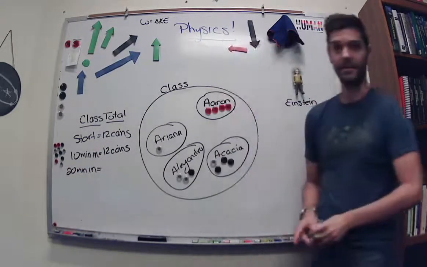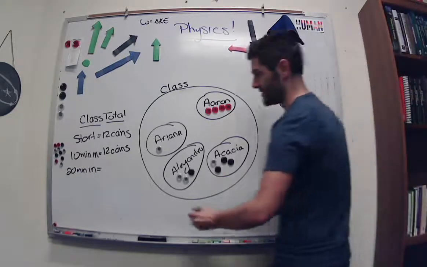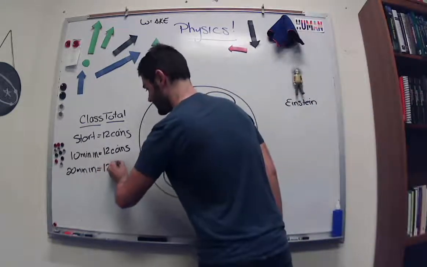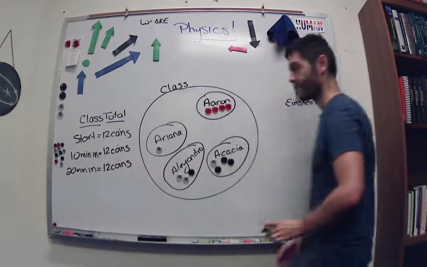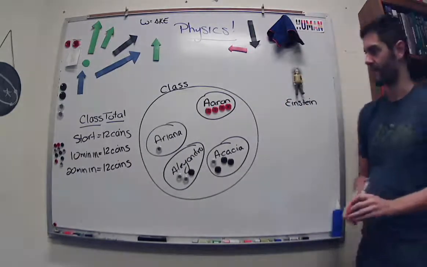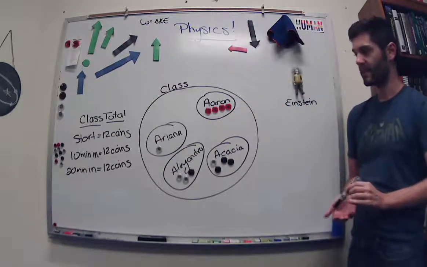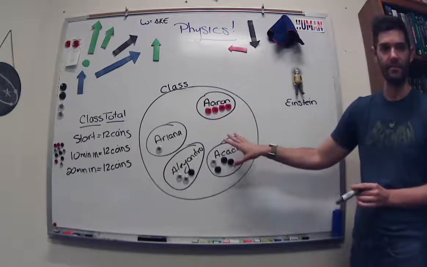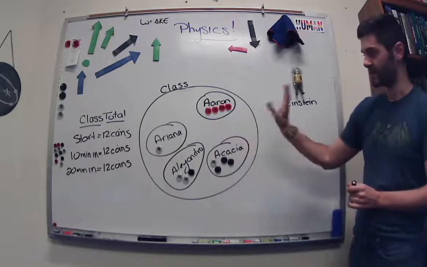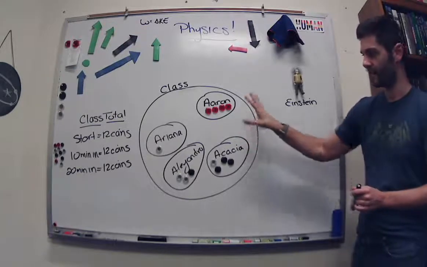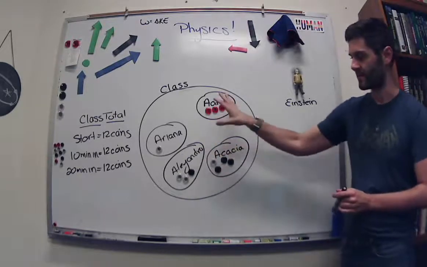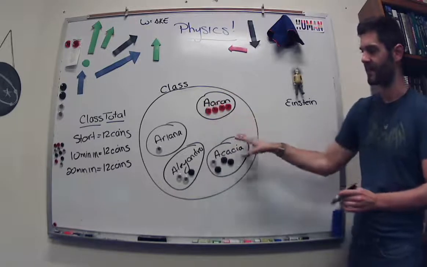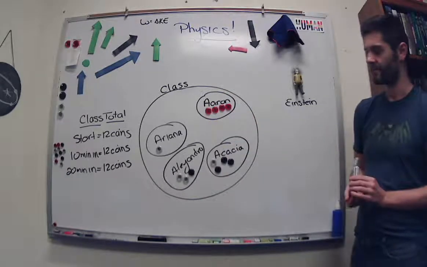I could say, what is the total currency of the class? And we would again say 12 coins. The total amount of currency has not changed, though again, it is now in a different shape than it was 10 minutes in, which is again a different shape. The total amount is the same, but it's in different hands now after 20 minutes in.